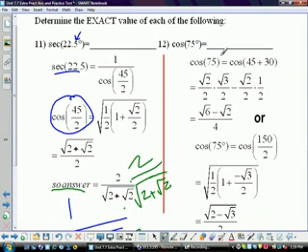Cosine of 75 is the cosine of 45 plus the cosine of 30. So I used my sum and difference. You could have also said that it's the same thing as the cosine of 150 divided by 2. So either answer works.